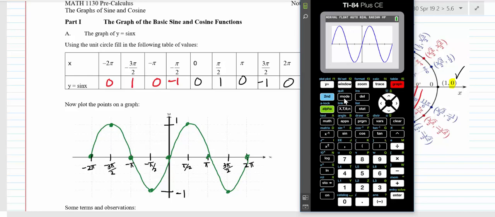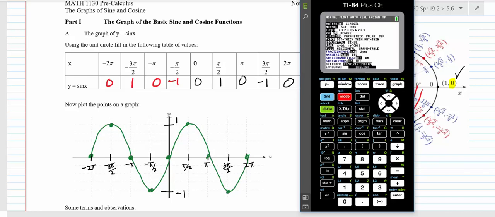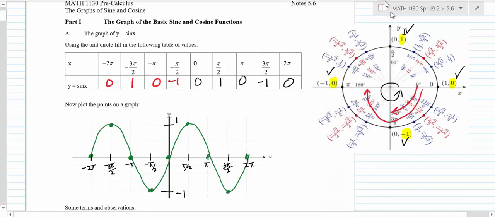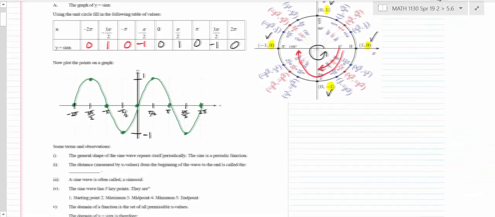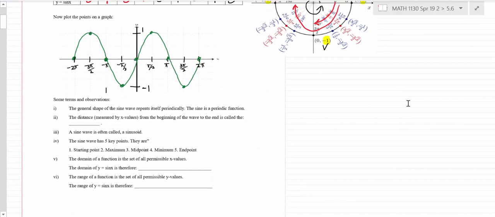If you do graphing, just make sure on trig that you're in radian mode, okay, or it isn't going to do the right thing. Okay, so a few things that we want to kind of look at in our graph here. All right, so basically a couple of definitions. The general shape repeats itself over and over again, so we call this a periodic function. All of the trig functions are what we call periodic functions because they have a certain shape that repeats over and over again, like this.